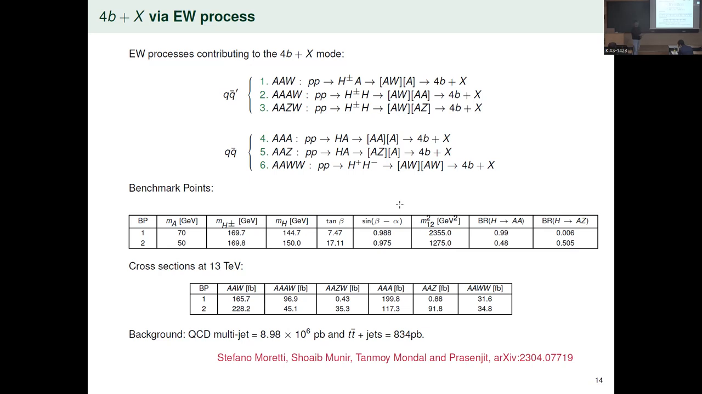Then, in the next slide, I'm going for the, I mean, if we have electroweak dominant contribution, if the electroweak process is dominant for the inclusive 4B state, then we can reconstruct all the BSM Higgs, starting from the daughter Higgs, which is a pseudoscalar in our case, to the parent Higgs, which is charged Higgs and heavy Higgs. So that's the goal of our work.